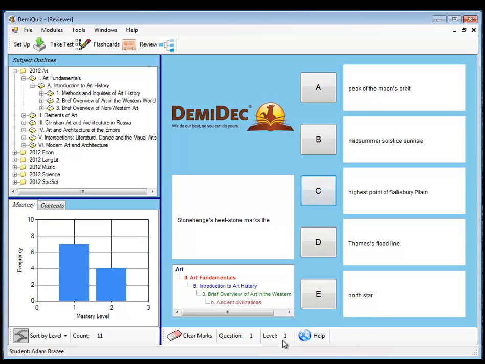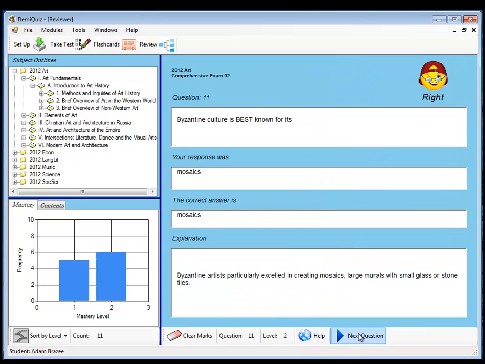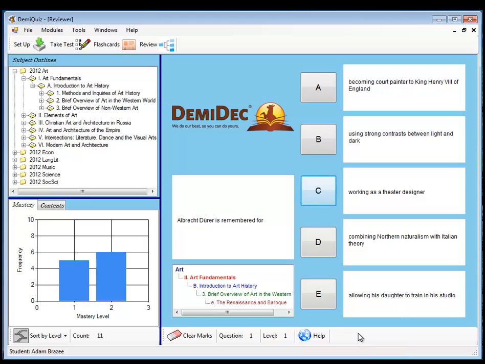The next one is level 1, which means it's one of these. And if we get it right, well, it'll go over to level 2. Let's see. The heel stone marks the midsummer solstice line. Next question. Byzantine is best known for its mosaics, and so on. And now we're going to get all these level 1s before we get any of the level 2s again. So we've gotten these only right once, these 5 questions, and these 6 questions I've gotten right twice.